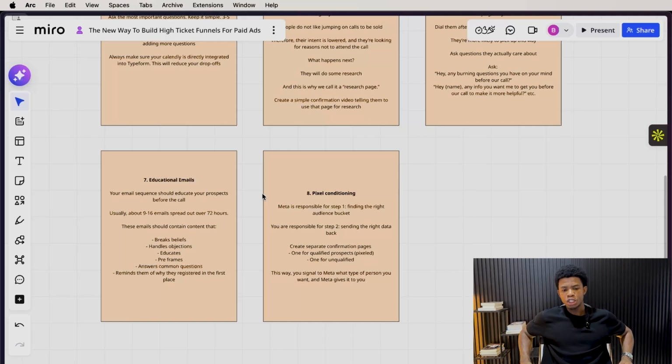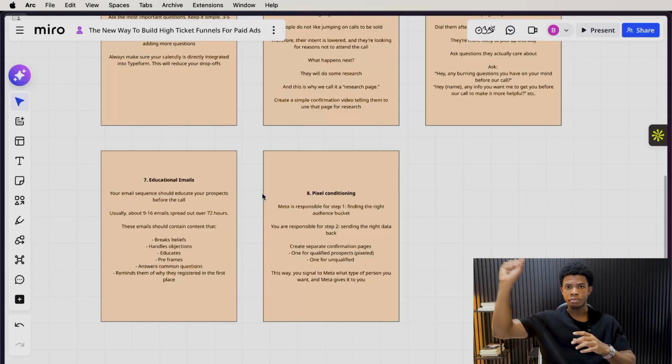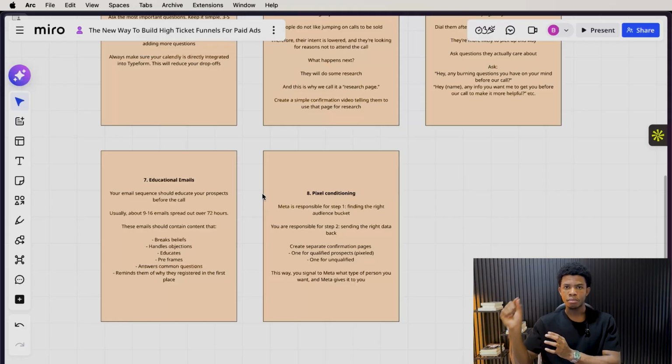Now, Meta is responsible for step one, which is finding you the right audience bucket. But you, the business owner, you are responsible for step two, which is sending the right type of data back, right? And this is a very simple process. So just create a confirmation page, duplicate a confirmation page. On one of the confirmation pages, you simply just pixel that, and the other one, you leave it as is. You do not pixel that one, so that when a qualified prospect comes through your Typeform, they're going to the pixel confirmation page, and the unqualified ones are going to the non-pixel confirmation page.